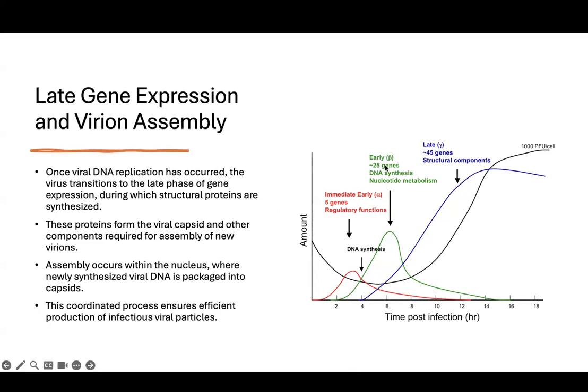Once these are done, they push the transcription and translation of your late genes. These late genes are your structural components, technically the proteins needed for creating your capsid.